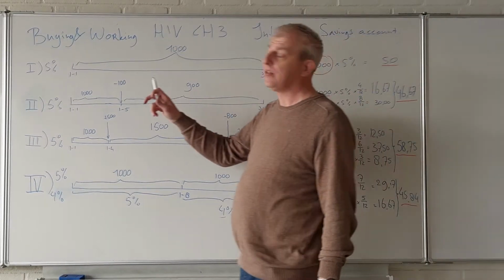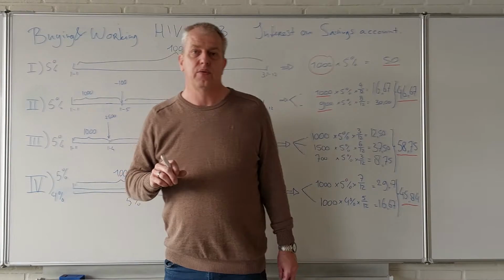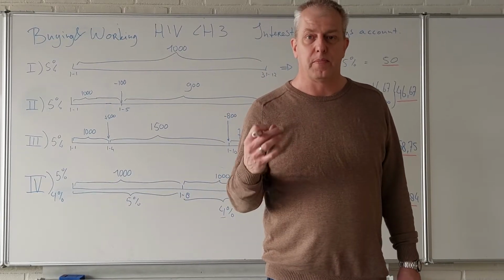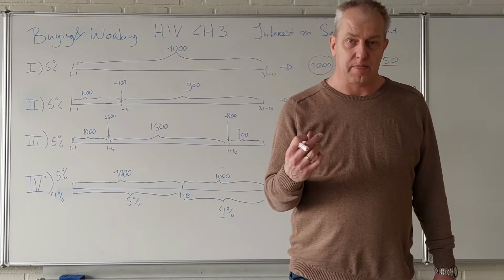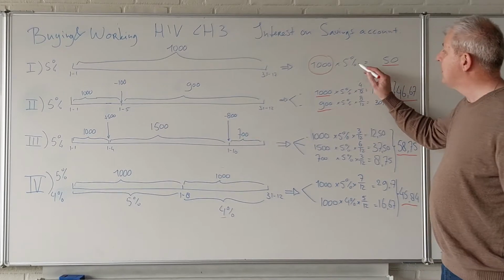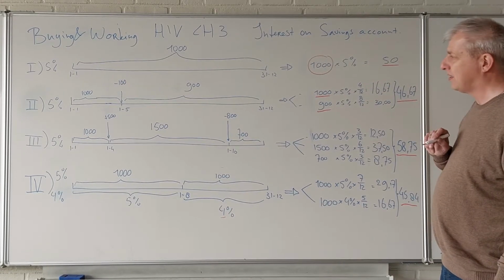If nothing else is mentioned, this is always per year. The interest can be per period, so per half year, per quarter, per month, and so on. But if nothing is mentioned, it's always per year. So in this case, per year. So whole year long is €50.